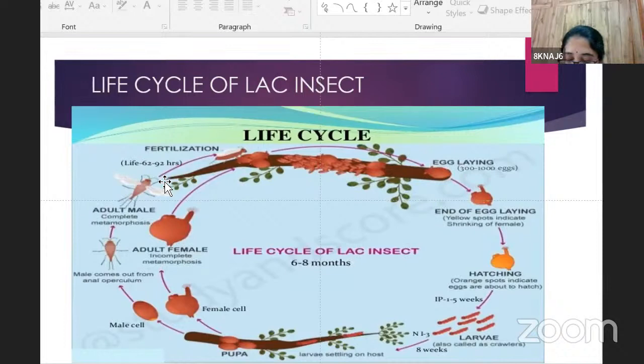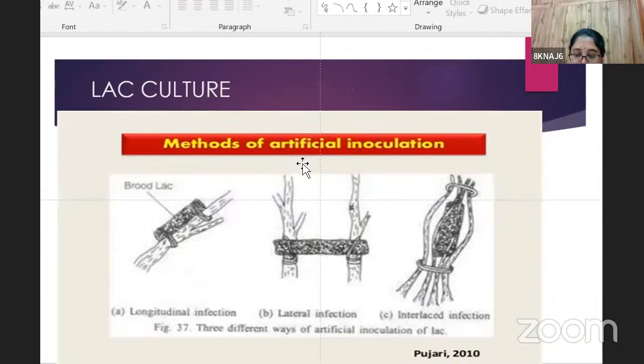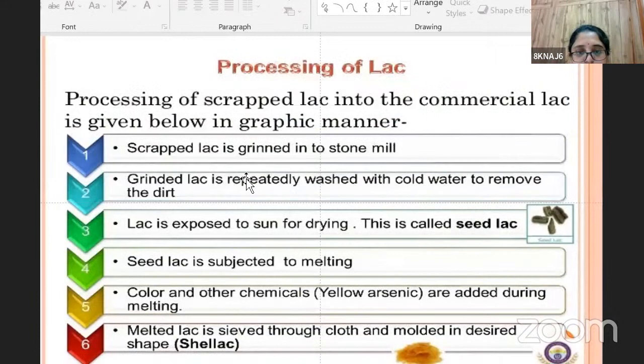So around 100 species of plants have been recorded as hosts of lac insects, but they are usually found on Butea monosperma, Ziziphus species, Ficus, and so on, on which the lac is produced. So this lac is produced, and then it is scraped, ground, and left exposed to the sun. It is called seed lac.